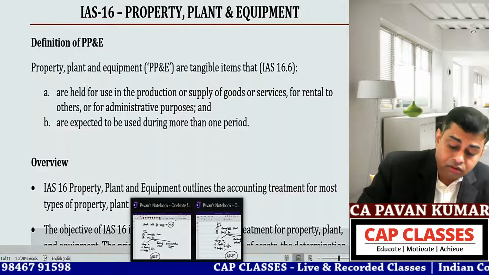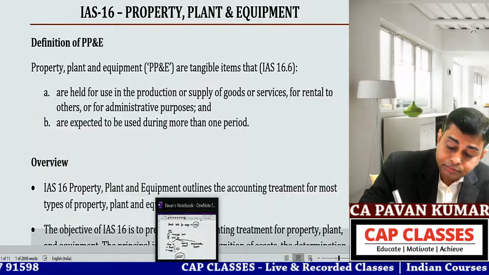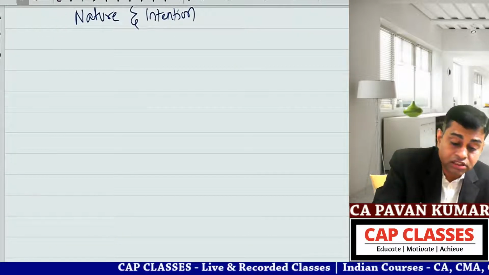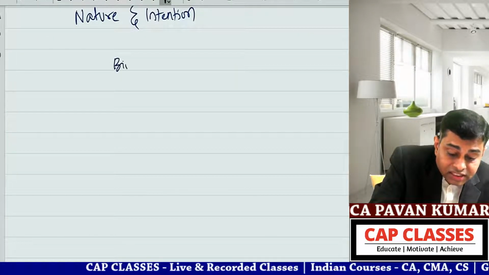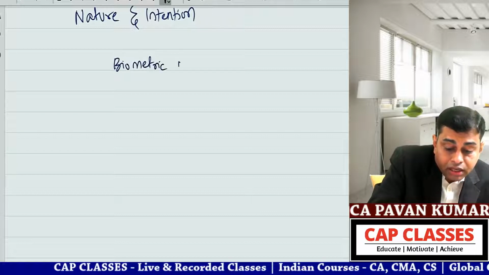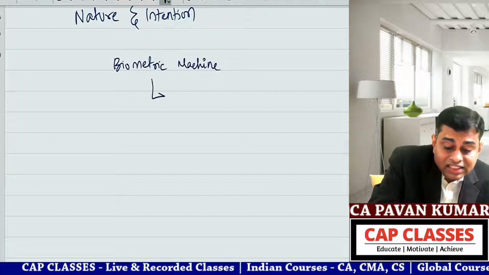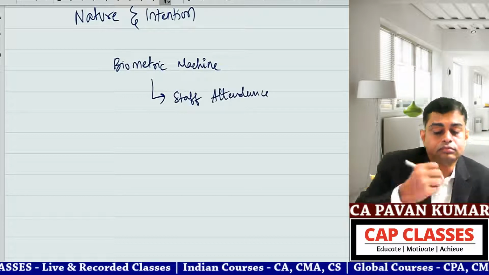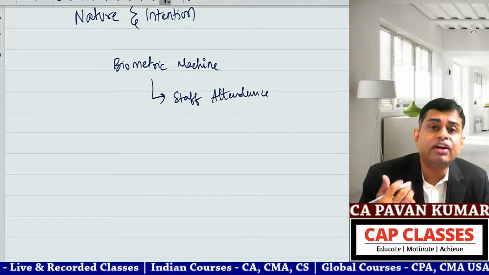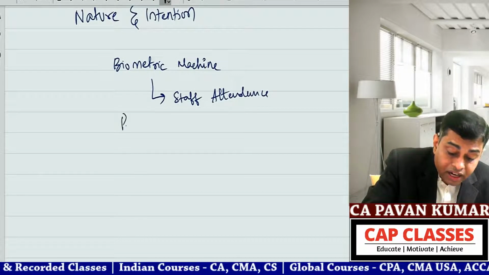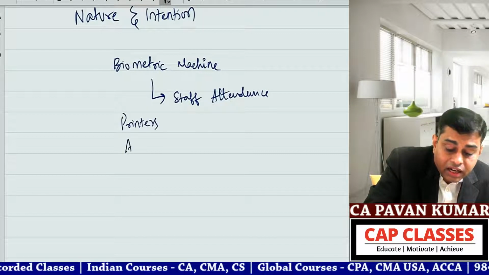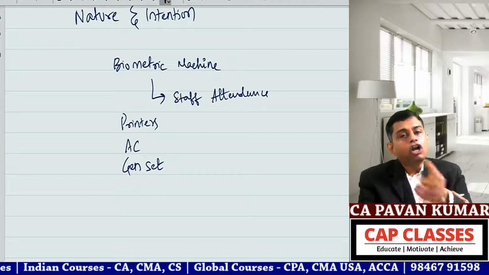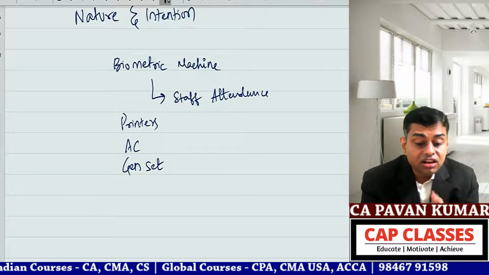For example, right now, administrative purposes. What is administrative purpose? So, one biometric system is there. Biometric machine that takes staff attendance. Okay, printer, air conditioners, generator set. For what are all these things used? They are used in administration.